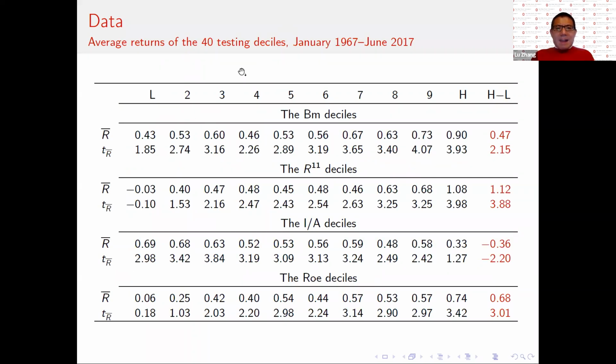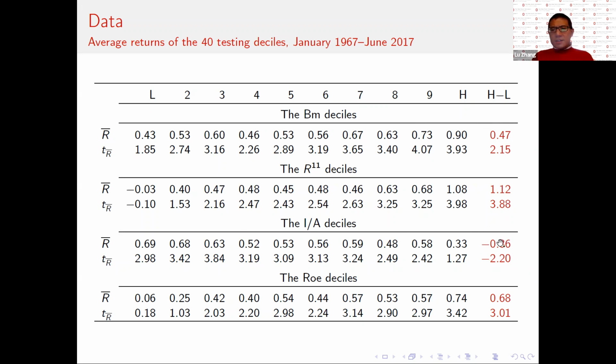So for the average returns of the 40 testing deciles, for book-to-market, the sample ends in June 2017 in the published paper. So we still see quite a bit of value premium. Later on, if you extend to December 2020, the t-value is not going to be significant anymore, and the average return is going to be quite a bit lower, low 30s. So investment, that's sell. Again, NYSE breakpoints and value-weighted returns.